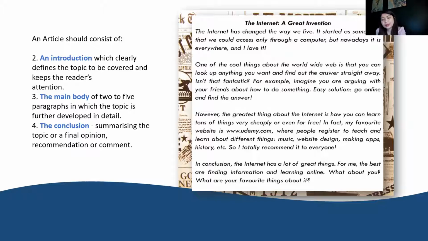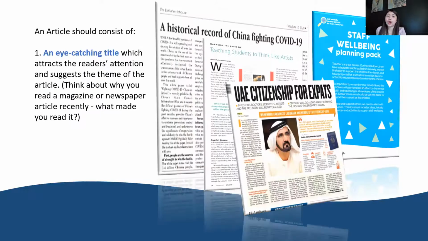Then lastly, it's very important to always have a conclusion to summarize everything: your final opinion, your recommendation, or your comment on the topic that you have covered. Sometimes one way to conclude is to leave a statement about what readers can expect in the future. It leaves them imagining how this article could end. So these are the parts or features of an article.